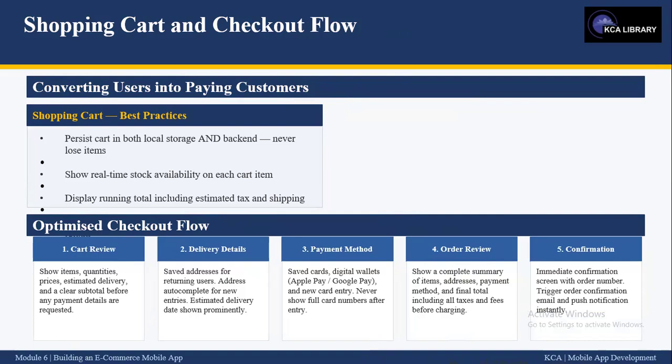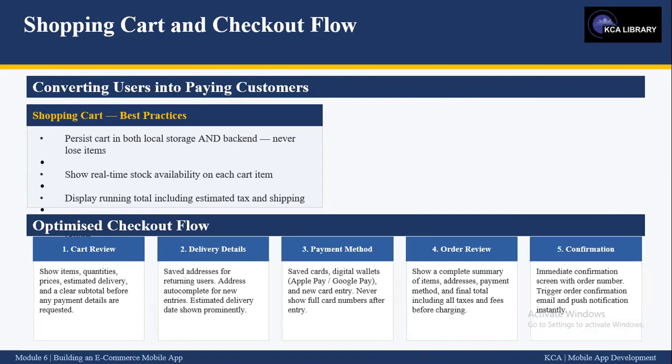Optimize the checkout flow: 1. Cart review, 2. Delivery details, 3. Payment method, 4. Order review, and 5. Confirmation. For cart review, show items, quantities, prices, estimated delivery, and a clear subtotal before any payment details are requested. For delivery details, save addresses for returning users, use address auto-complete for new entries, and show the estimated delivery date prominently.